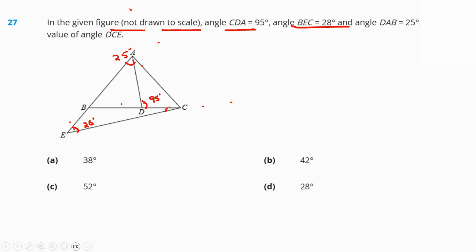Okay. Let's see what we can do. First, can we get the value of this one? Yes, that's 180 minus 95 because it forms a linear pair. 180 minus 95 is 85 degrees. Right? So this is 85 degrees.